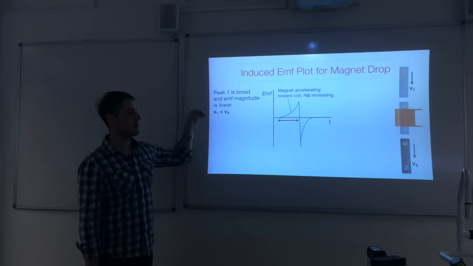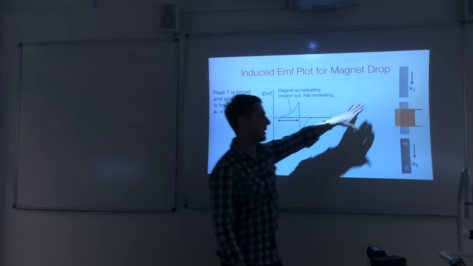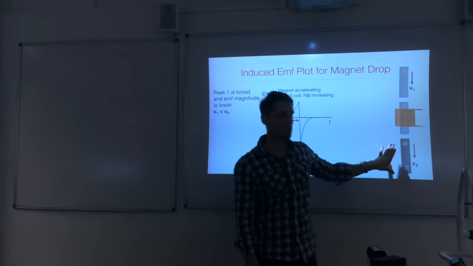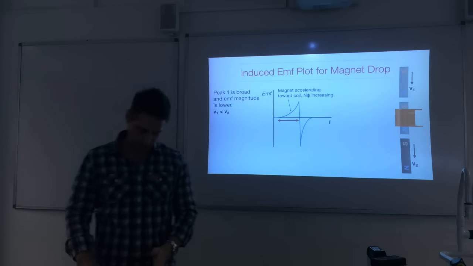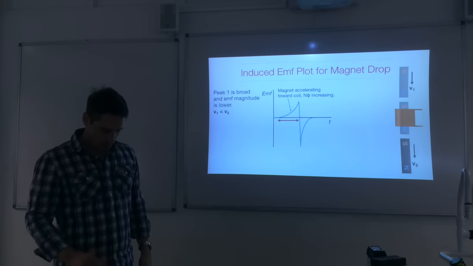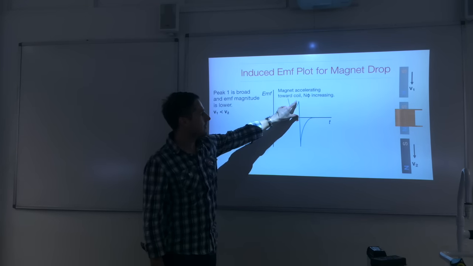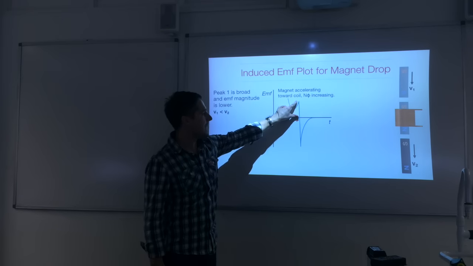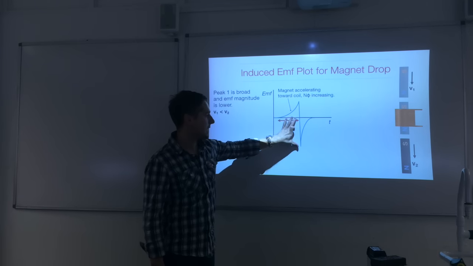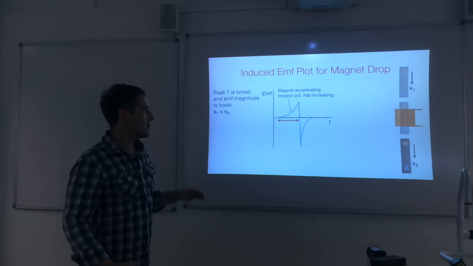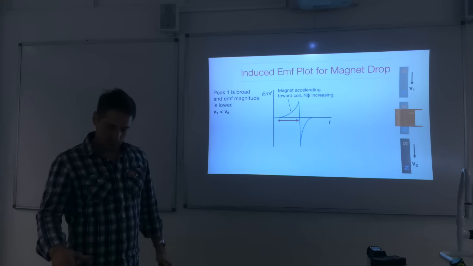Okay, so v1 is less than v2, like the average speed up here is slower than the average speed down there. The magnitude of this peak is also less than the magnitude of this peak here. Because it's going slower, the rate of change of flux linkage is smaller.